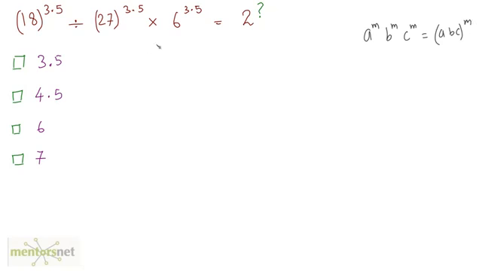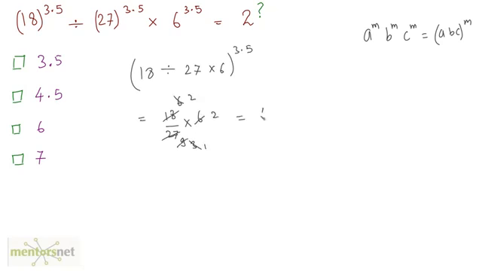So I can write this as 18. Instead of multiplication we have division. So division 27 times 6 raised to 3.5. So this is equal to 18 by 27 times 6. We can write it like this. So 3 6s are 18 and 3 9s are 27, and 3 2s are 6, 3 3s are 9. So 3 1s are 3, 3 2s are 6. So this is 4 raised to 3.5. This was also raised to 3.5.